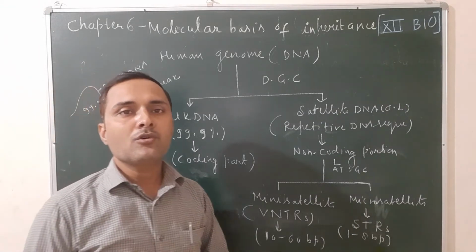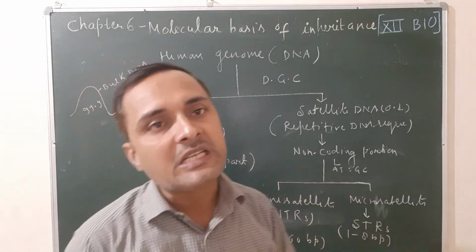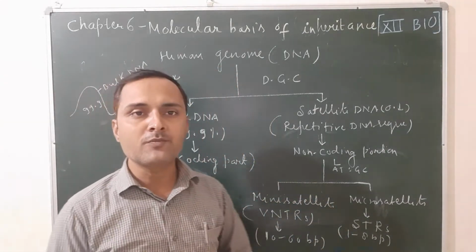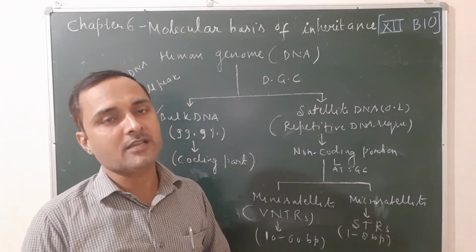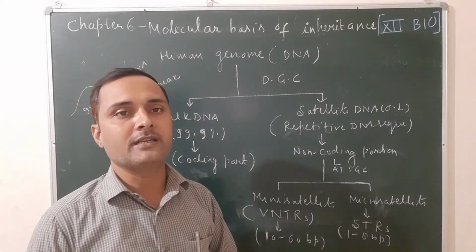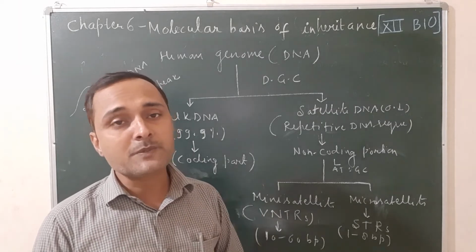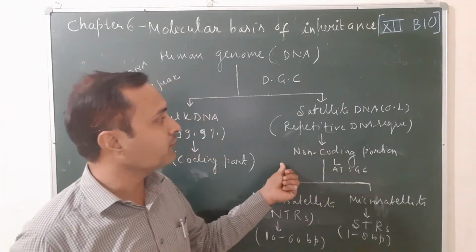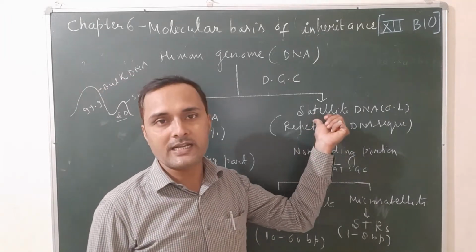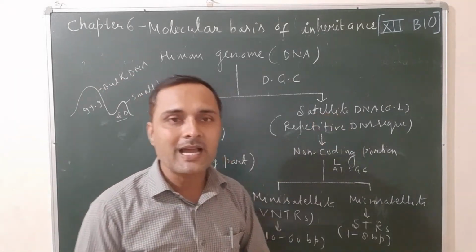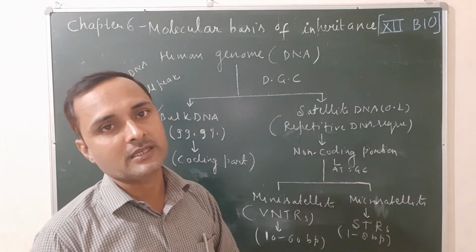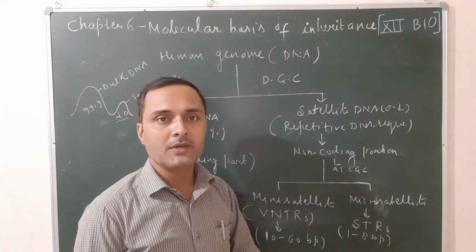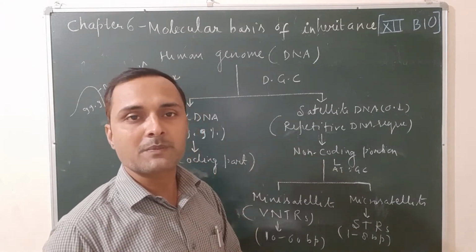So how much percentage is the same within the whole human population? The answer is 99.9% of DNA is the same. That represents the bulk DNA. And which percentage differs? The answer is 0.1%. That 0.1% is also known as the satellite DNA, and this satellite DNA is a highly repetitive DNA sequence. And this satellite DNA is further classified into types on the basis of three criteria.